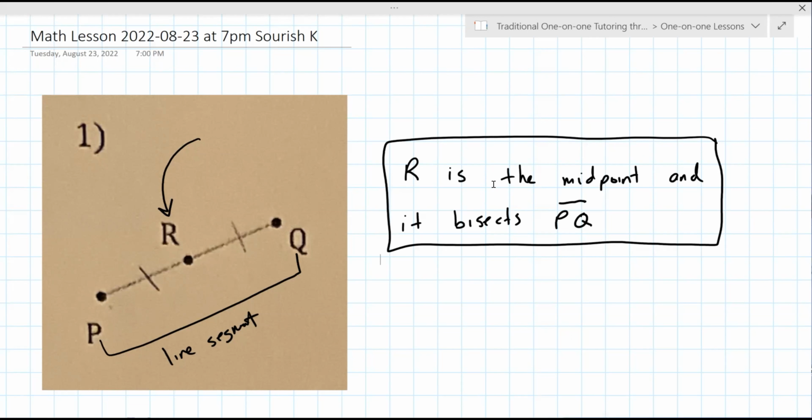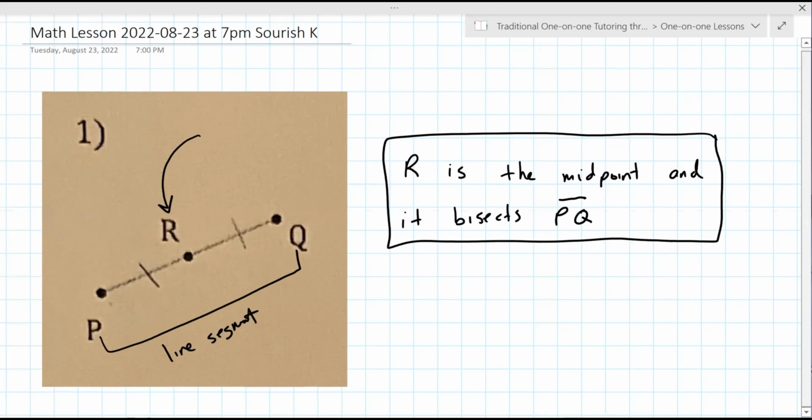You have to, I like to say the complete two words, line and segment. You could just say segment, but this symbol means that as well. Okay, there we go. So we're going to do the third one next.